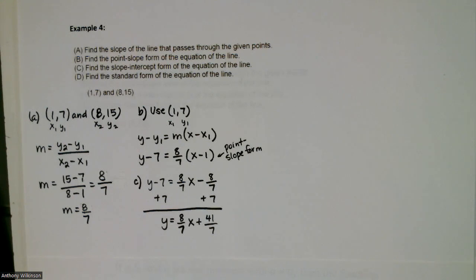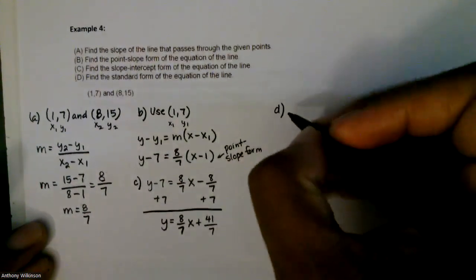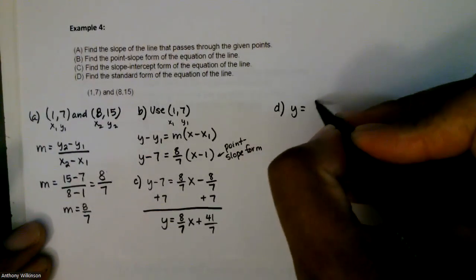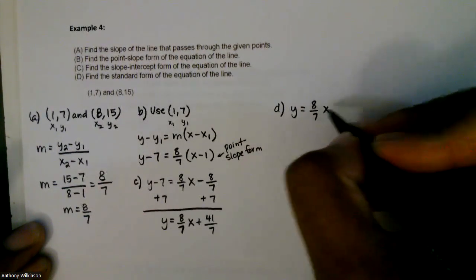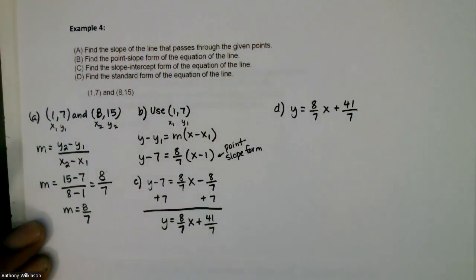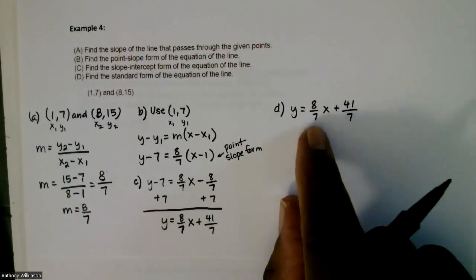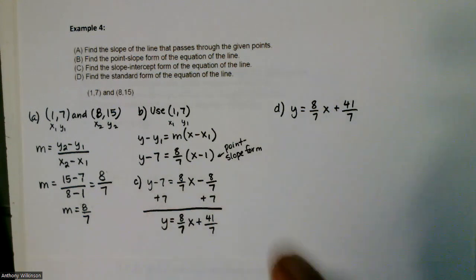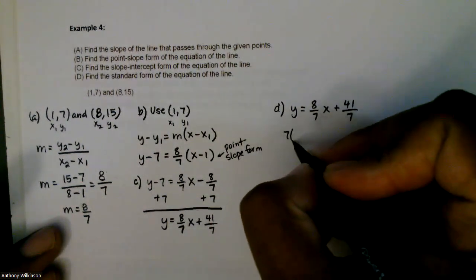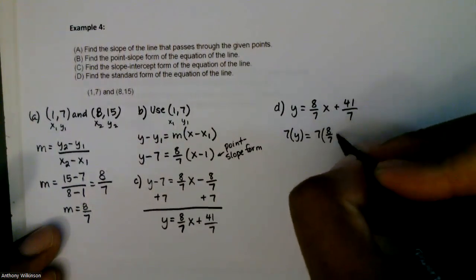And now part D is to find the standard form of the equation of a line. All right, so here I'm going to do part D over here. So I'll rewrite the equation y is equal to 8/7 x plus 41 over 7. I have to get the x and the y terms on one side and the numerical terms on the other side. But I got this 7 in the denominator. I can't have fractions here. So what I need to do here is multiply each and every term in this equation by 7.